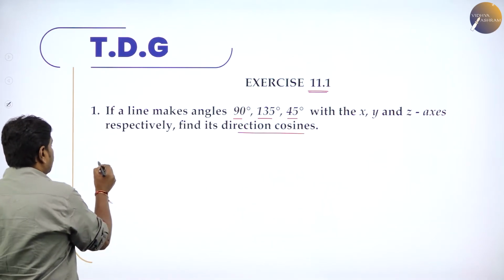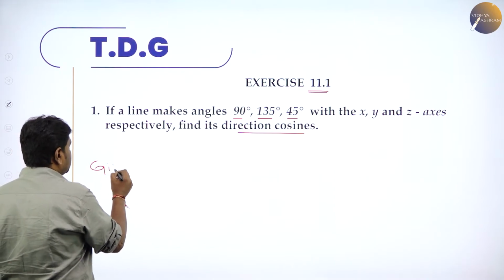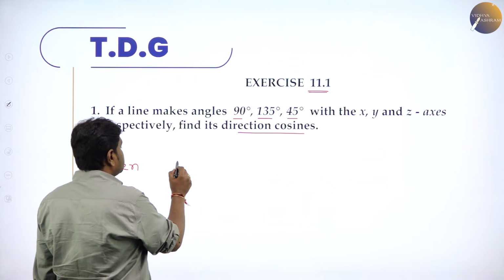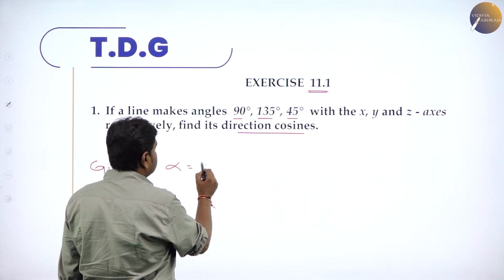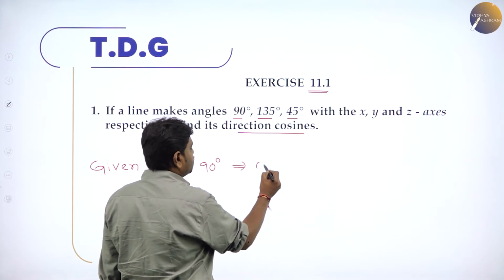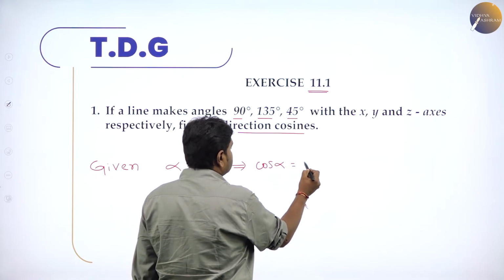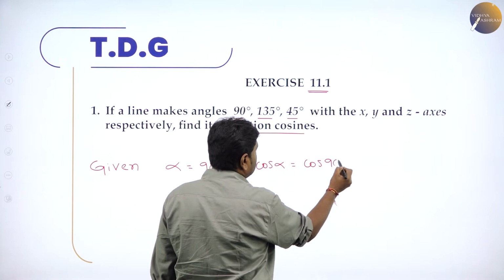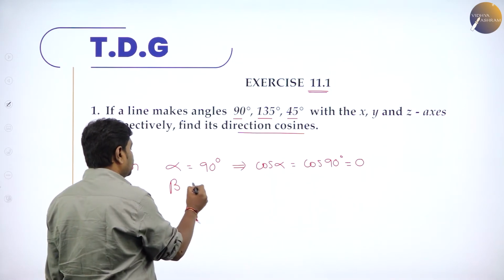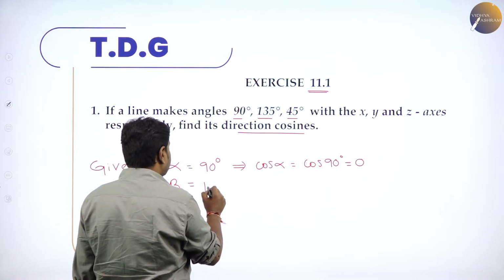So now first we'll write what is given. Dear students, they give the angles made by the vector with the x, y, z axes. The angle with the x axis is alpha, which is 90 degrees. So we need cos alpha. That implies cos alpha means cos 90 degrees. All of you know cos 90 is 0.